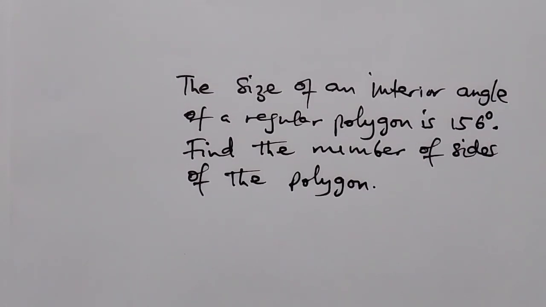The size of an interior angle of a regular polygon is 156 degrees. Find the number of sides of the polygon.